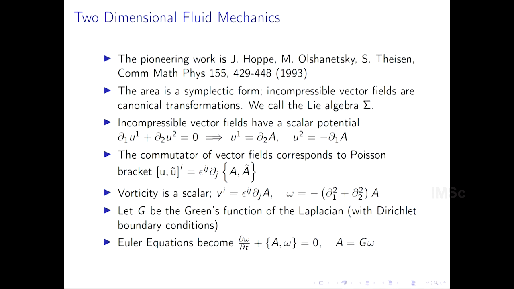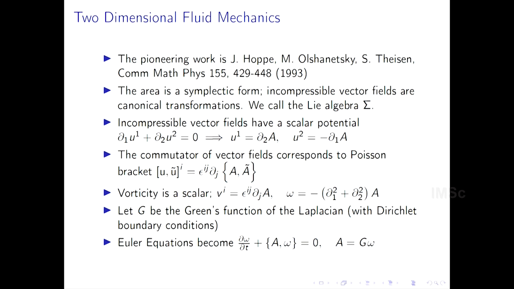If the divergence of a vector field is 0, it can be written as the dual of a curl. Such a vector field has a scalar potential. This scalar potential is called the stream function in old-fashioned fluid mechanics books. Now, the commutator of 2 vector fields, which is again of 0 divergence, corresponds to some sort of a Lie product among scalar functions. And if you look at it carefully, you will see that it is just a Poisson bracket. So the commutator of vector fields corresponds to the Poisson bracket of the stream functions. This Poisson bracket says that the 2 coordinates x1 and x2 are canonically conjugate to each other.